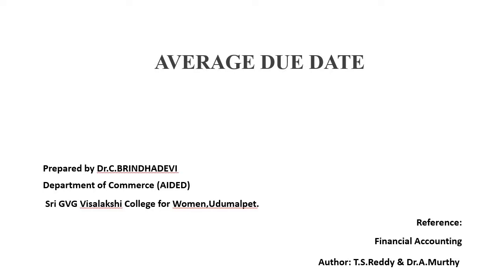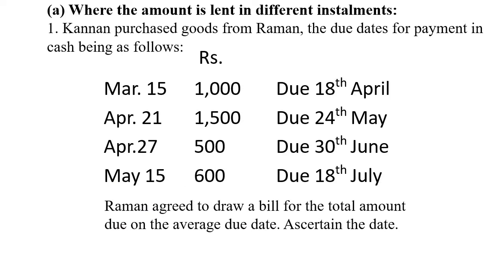In financial accounting subject, we are going to see average due date sums. The first and foremost sum is when the amount is lent in different installments.